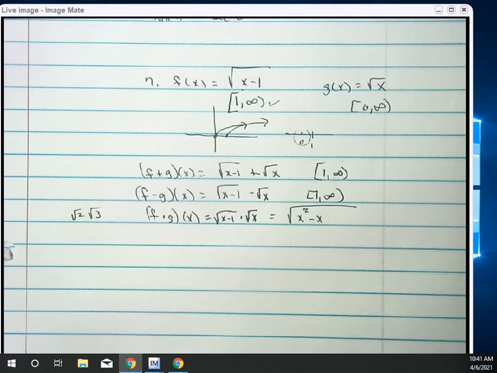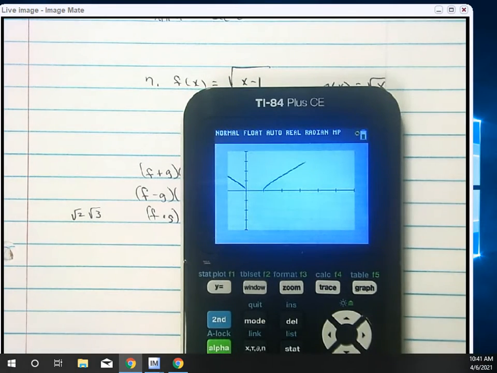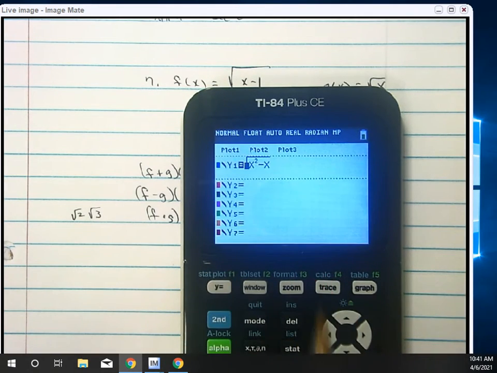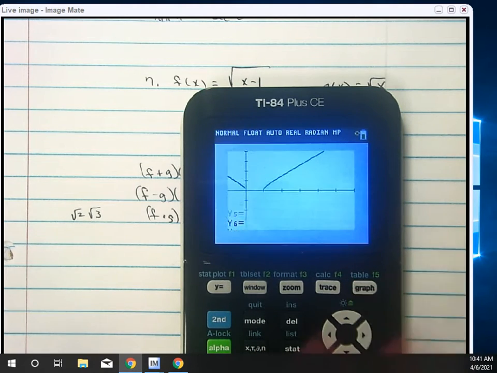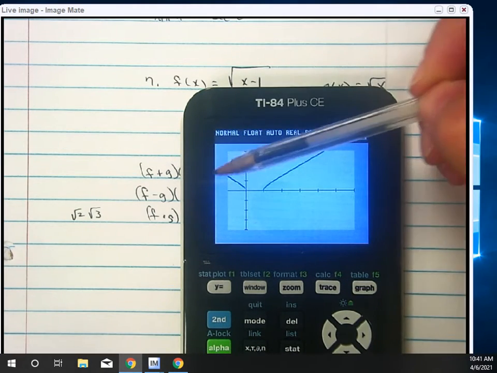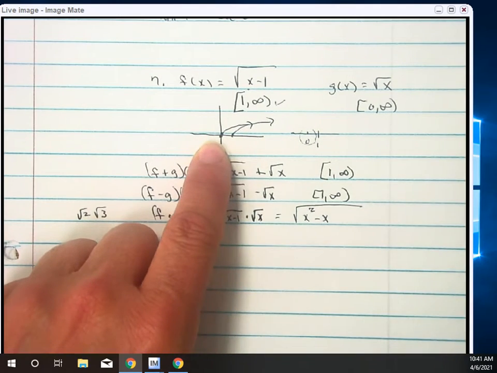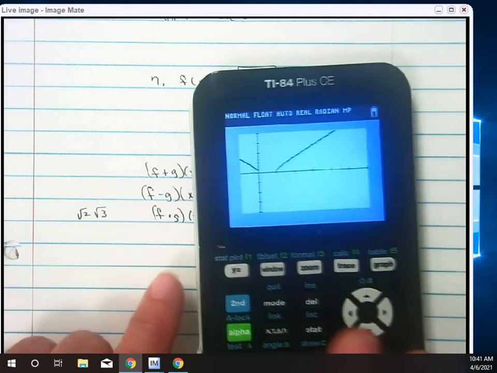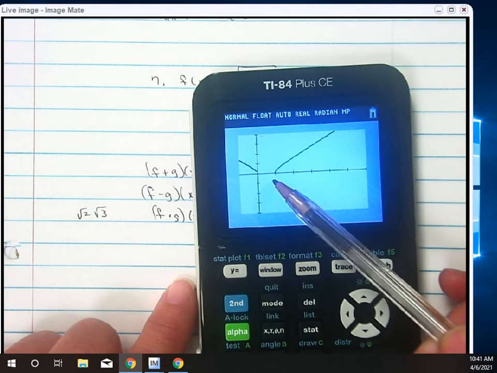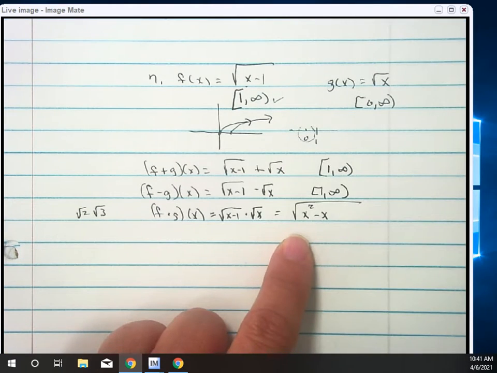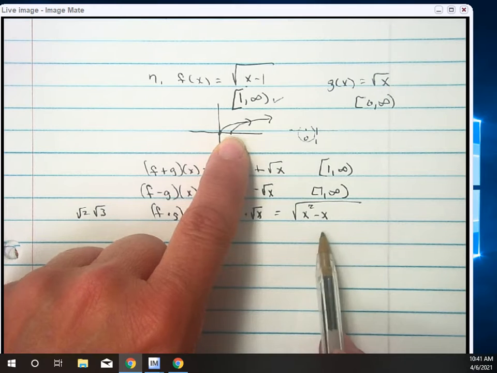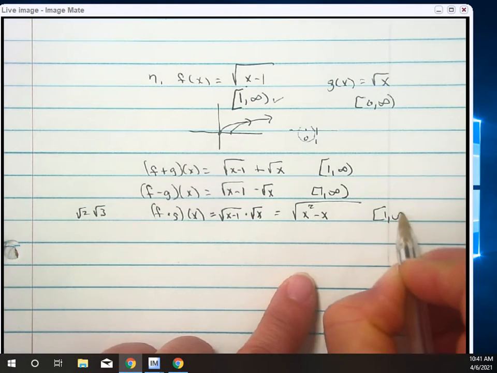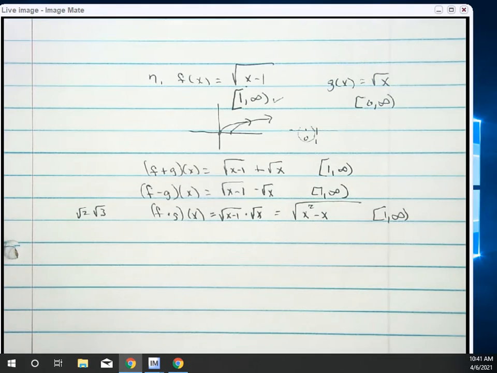Now, I told you if you're not sure what the graph looks like, you may want to graph it. This is the square root of x squared minus x. So while we have this part of the graph, it was not in the original domain, so we're not even going to worry about it. This graph starts at 1, 0. So the domain here is 1 to infinity. Okay?